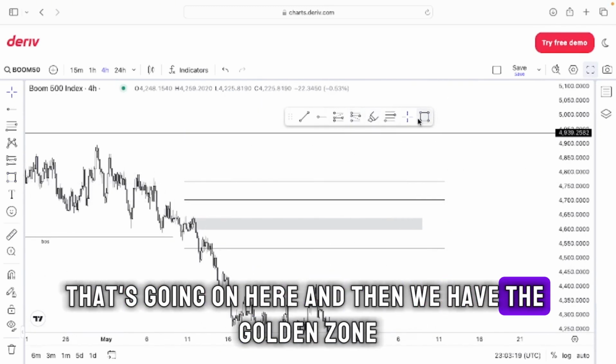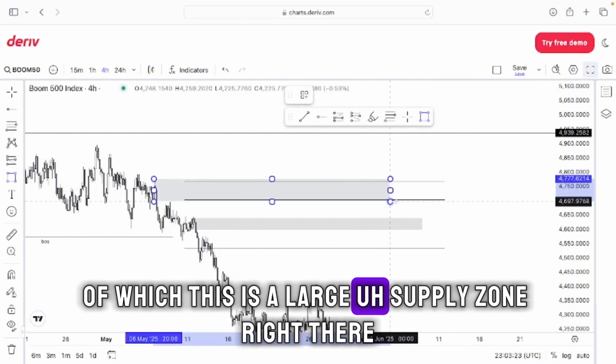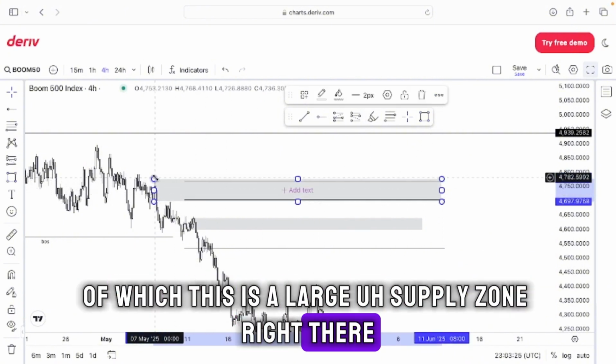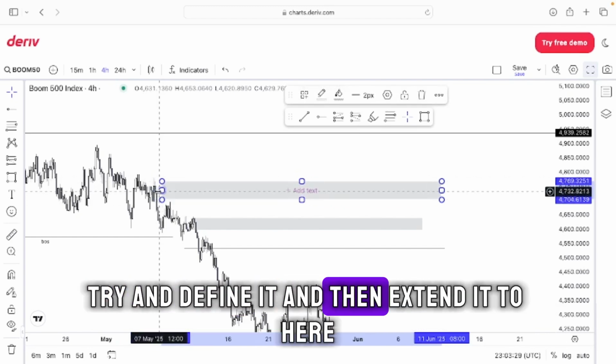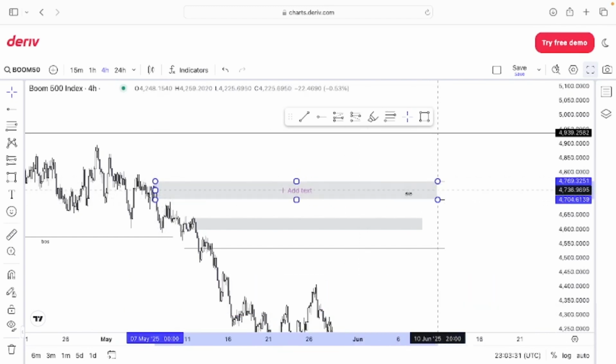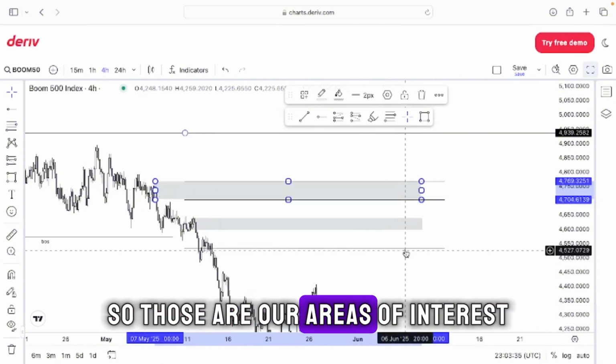And then we have the golden zone, of which it's this one here, which is a large supply zone right there. So I'm just going to focus on this one here, try and refine it and then extend it to here, pull it back to here, just like that. So those are our areas of interest.